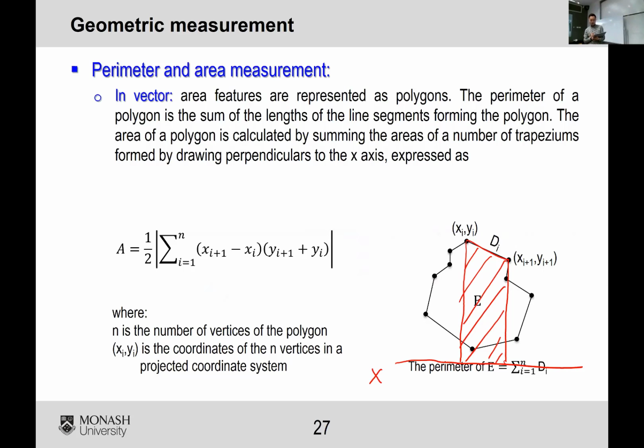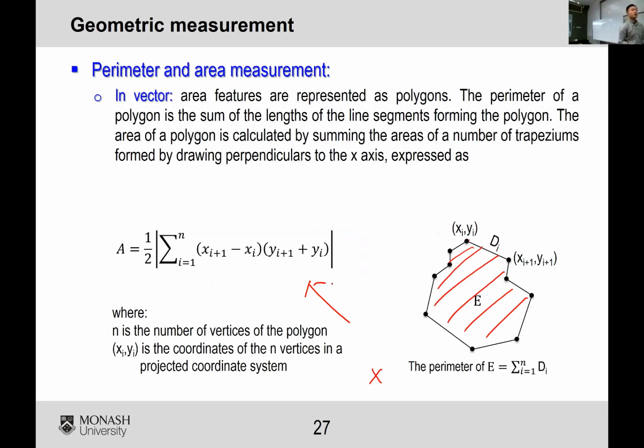And now if we sum all these trapezoids together, we see this trapezoid here is a negative value because x(i+1) minus x(i) is a negative value in this case. So eventually we'll get exactly this area here using this equation. Okay? So again, you're not required to calculate this, but understanding how the area and perimeter are calculated in different data models is very important.